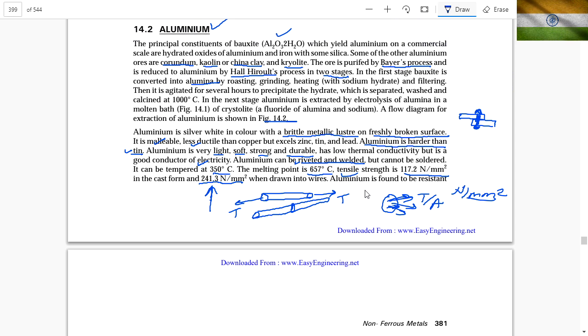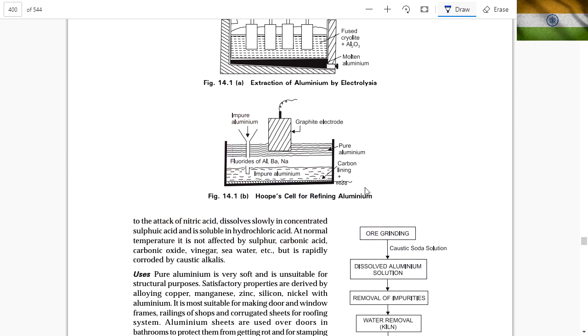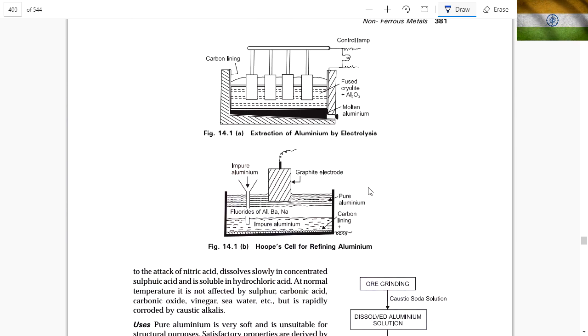Aluminium is found to be resistant to the attack of nitric acid, dissolves slowly in concentrated sulfuric acid, and is soluble in hydrochloric acid. So this is an adverse property of aluminium. It reacts with nitric acid, it reacts with sulfuric acid, and it is soluble in hydrochloric acid. So you cannot use this aluminum where there is acid exposure.